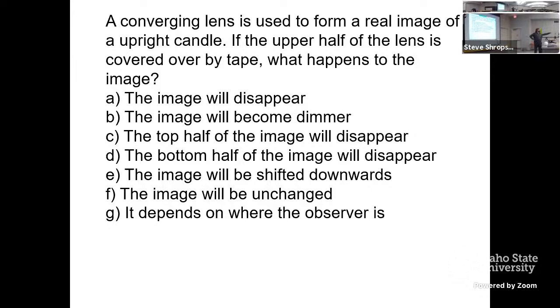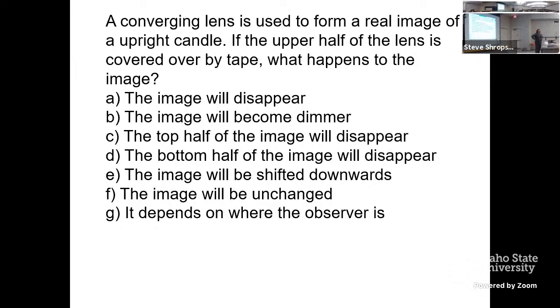So if I cover part of the lens, the upper half, will it make the image disappear? Will it make it dimmer? Will the top half disappear? Will the bottom half disappear? Will the image just be shifted down? Will it be unchanged, or does it depend on where the observer is as you look at the screen?